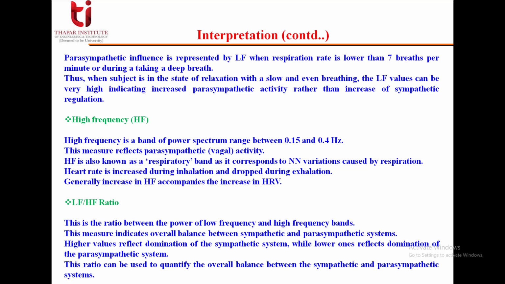Then we have the LF by HF ratio. This is a ratio between the power of the low frequency and high frequency bands. This measure indicates the overall balance between the sympathetic and parasympathetic systems. Higher values reflect domination of the sympathetic system, while lower ones reflect domination of the parasympathetic system. This ratio can be used to quantify the overall balance between the sympathetic and parasympathetic systems.